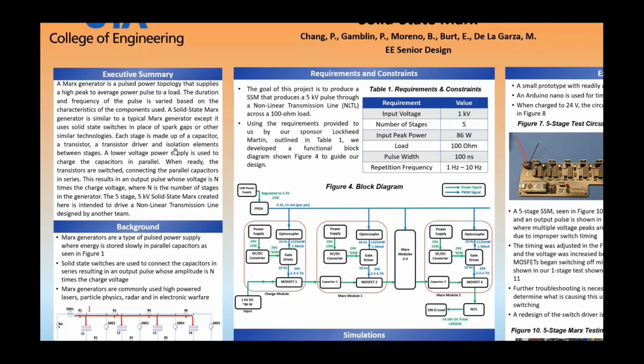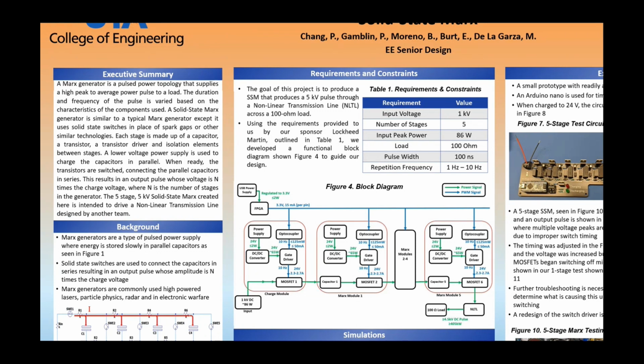A solid state Marx generator is similar to a typical Marx generator, except it uses solid state switches in place of spark gaps. It uses a capacitor, transistor driver, and isolation elements between the stages. A lower voltage power supply is used to charge the capacitors in parallel. When the capacitors are charged, the transistors are switched, connecting the capacitors in series, which results in an output pulse whose voltage is n times the charge voltage, where n is the number of stages.